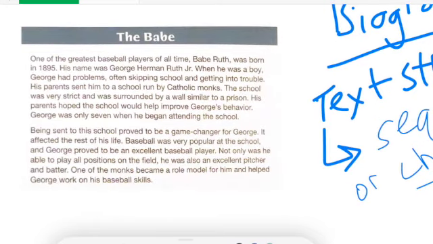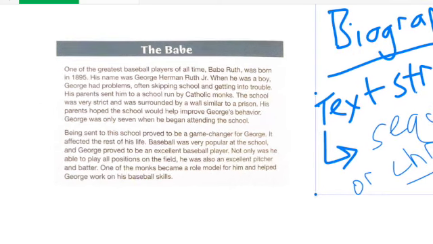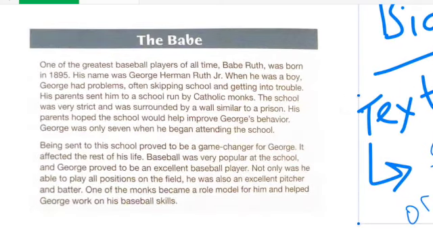So I want you to be active listeners and think about the order of events, the sequence, the chronological order, the chronology of this text, The Babe. There are two pages, this page and this page, but to be able to screen record, I've split it up. So we have The Babe.